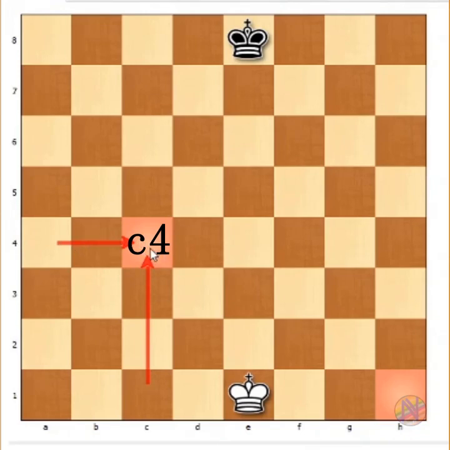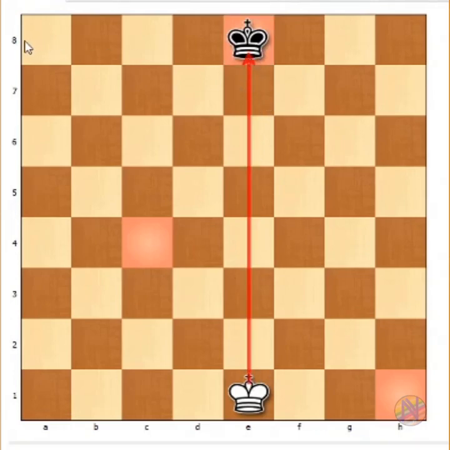So let us name the square where the black king is lying. The black king is lying on the E file and 8th rank. So the black king is lying on the E8 square.